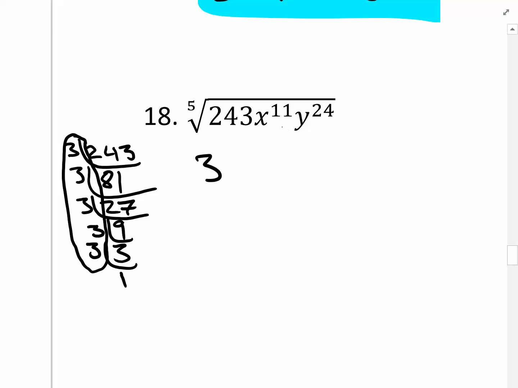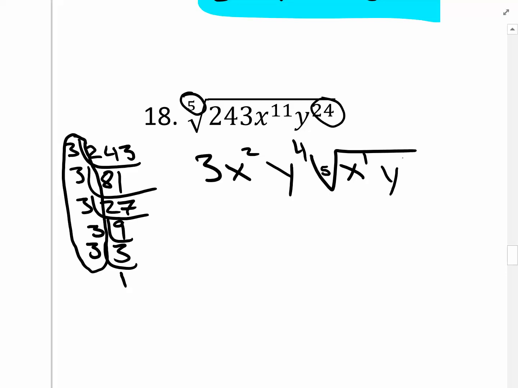For x's, 11 divided by 5 is 2, with 1 left inside. For y's, I have 24 divided by 5 is 4, with 4 left over. So that's it. That's my final answer.